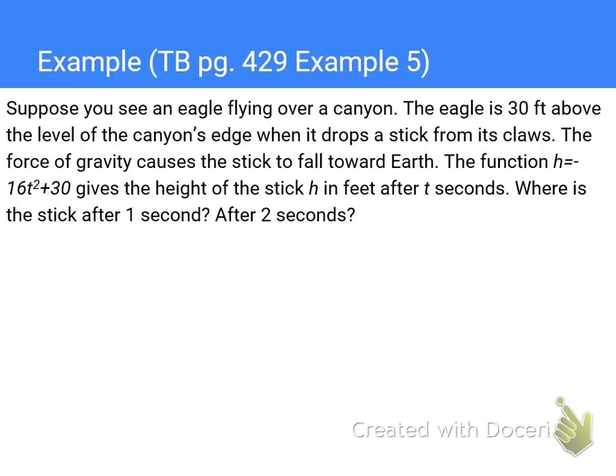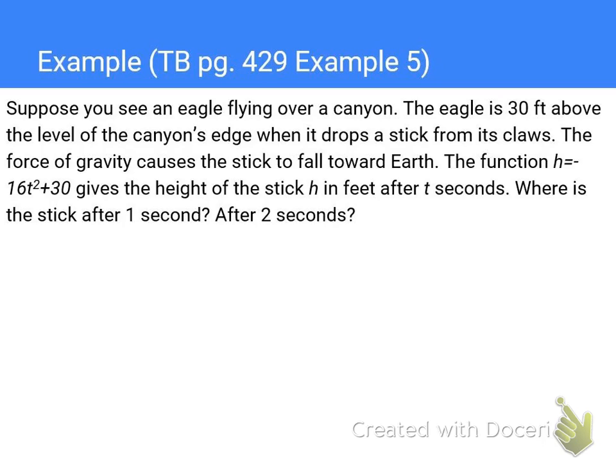Alright, so here's our first example. This is in your guys' textbook on the page mentioned above. Okay, so suppose you see an eagle flying over a canyon. The eagle is 30 feet above the level of the canyon's edge. When it drops a stick from its claws, the force of gravity causes the stick to fall toward Earth. The function h equals negative 16 t squared plus 30 gives the height of the stick h in feet after t seconds. Where is the stick after 1 second and after 2 seconds?